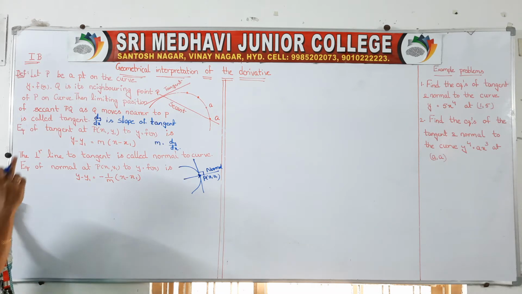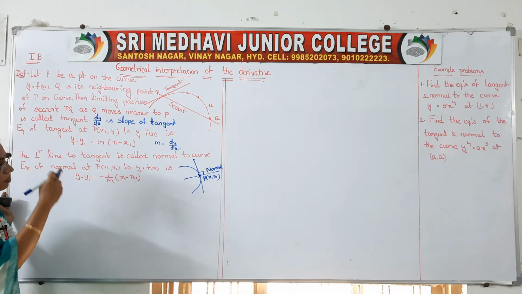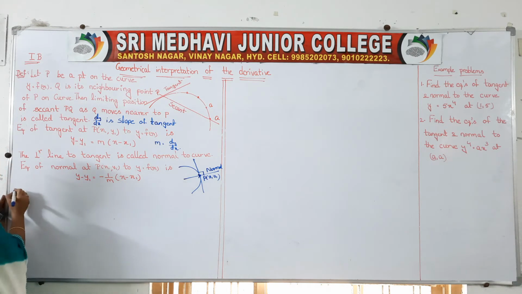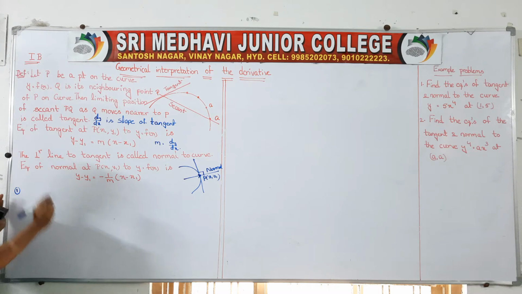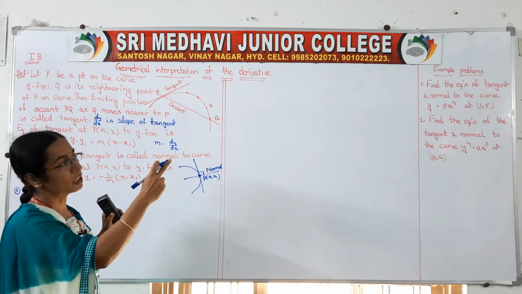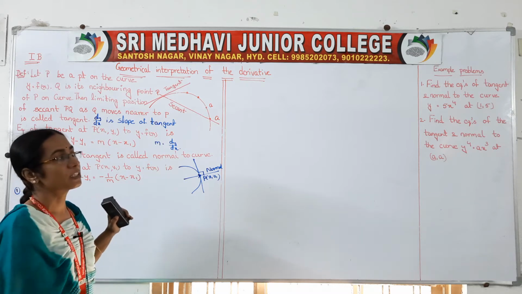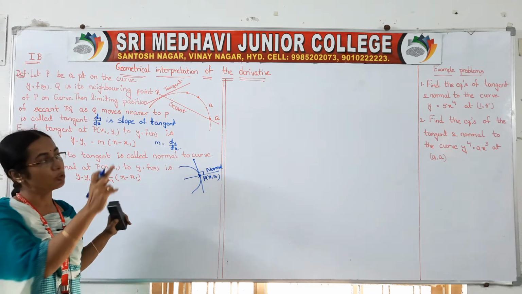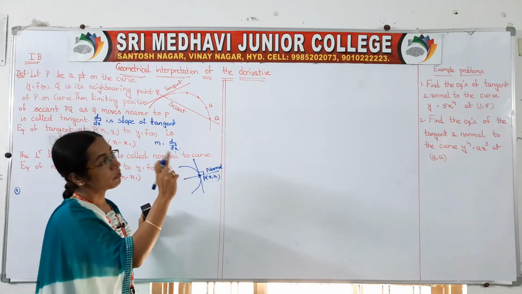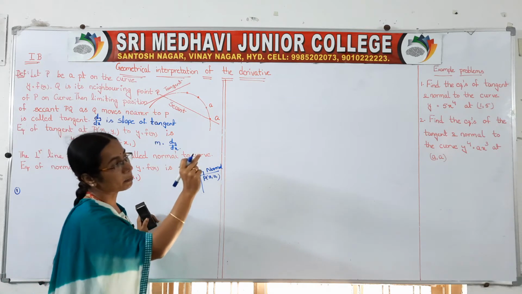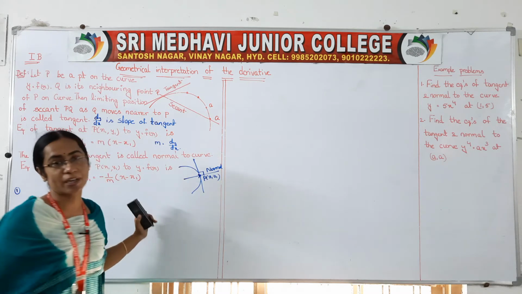Now we will solve some example problems based on this tangent and normal. Read the first question. Find the equation of tangent and normal to the curve y is equal to 5x to the power of 4 at (1, 5). The point is given to you, the curve is given to you. We have to find the equation of the tangent and normal of that curve at that point.